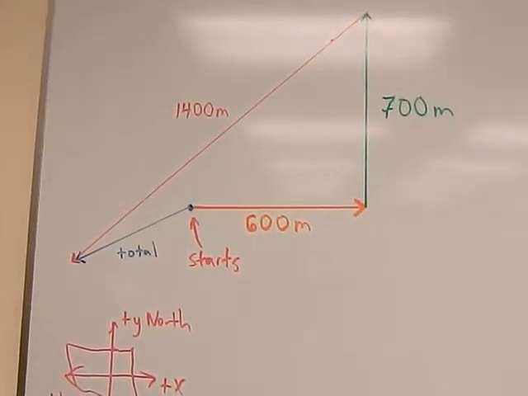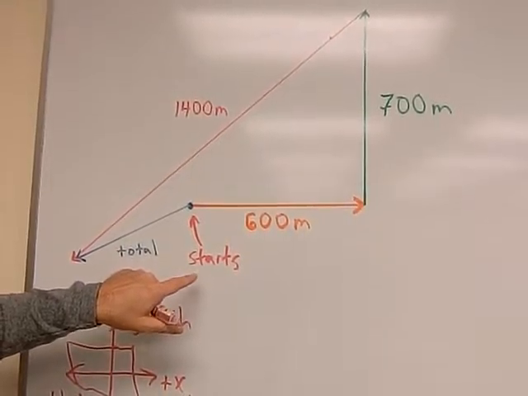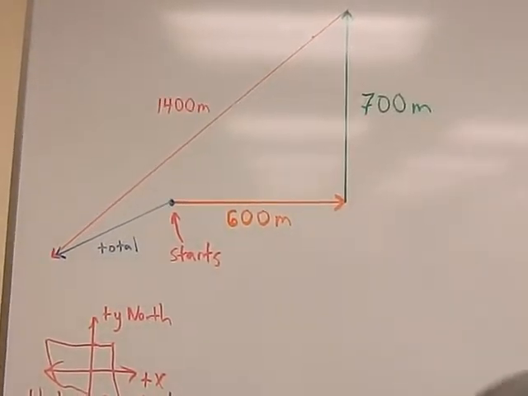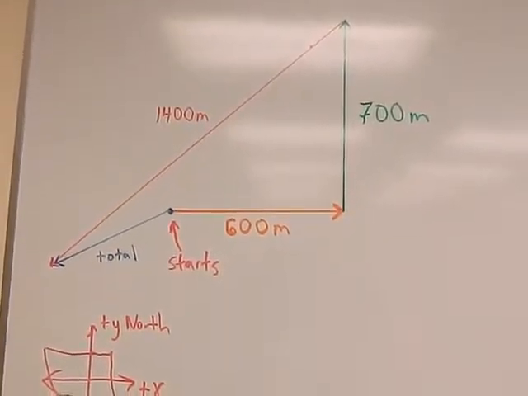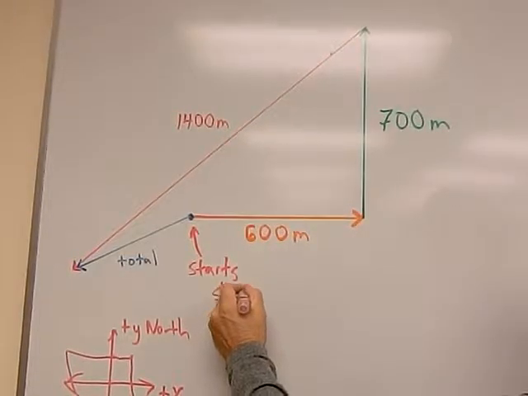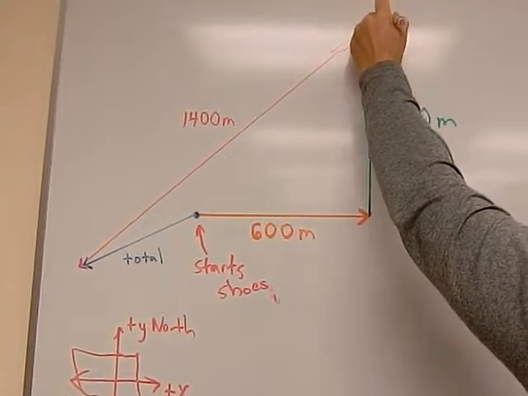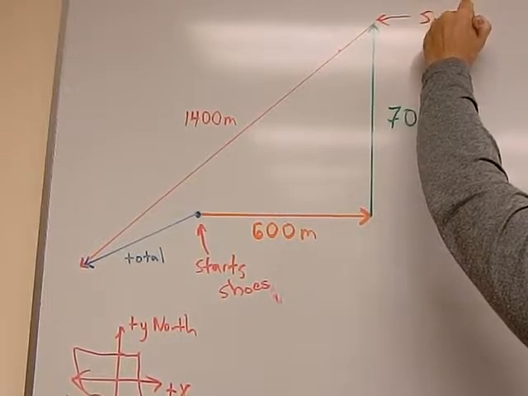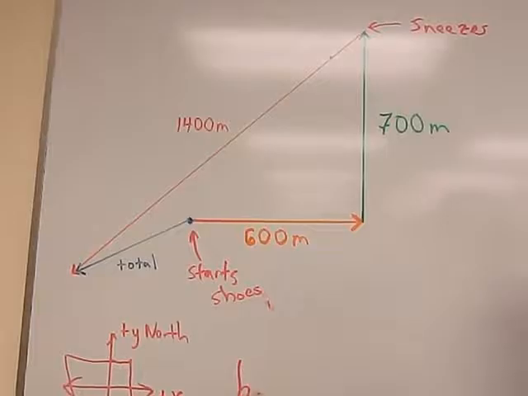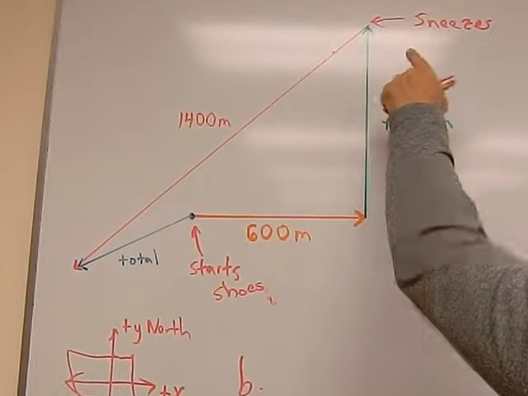Okay, part B is the simple question. How far has he gone? What's the distance? I'll read B real quick. How far is Fred from where he tied his shoes? When he starts is when he ties his shoes, and sneezes is right there. So question B is just how far is it from tying shoes to sneezes?